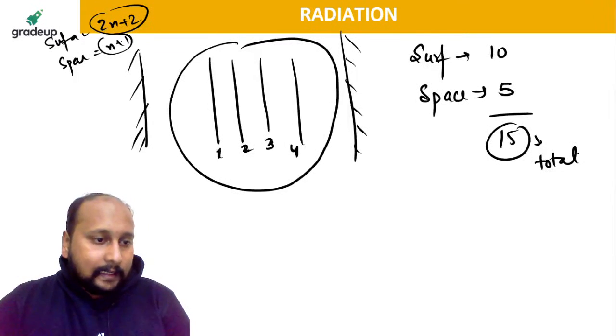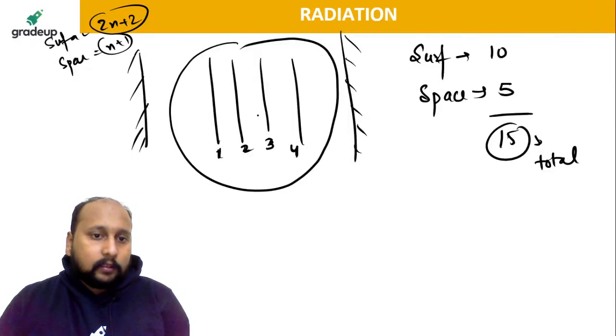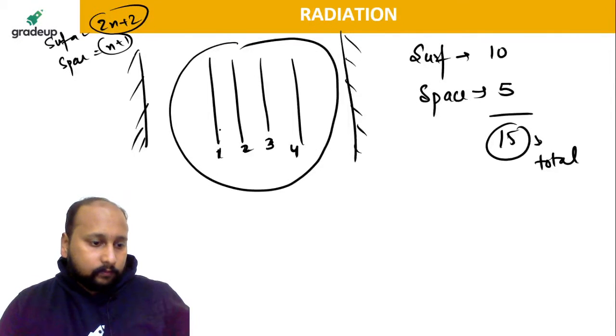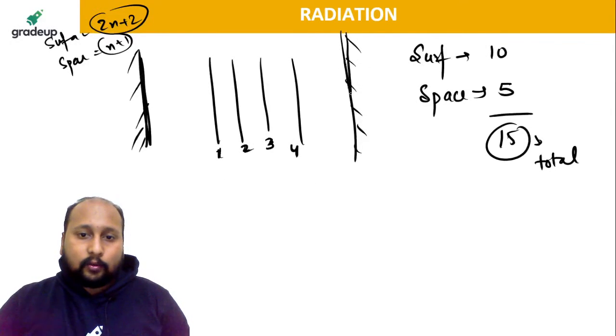Okay, Krupa, is this clear? 10 and 5. 2n plus 2, because these 4 are shields and these 2 are plates.